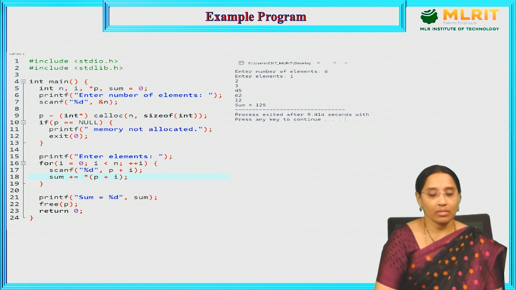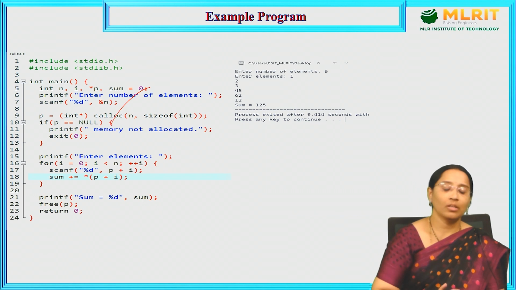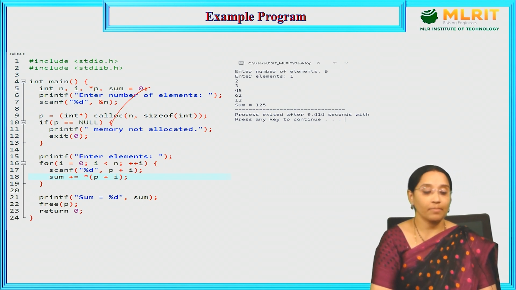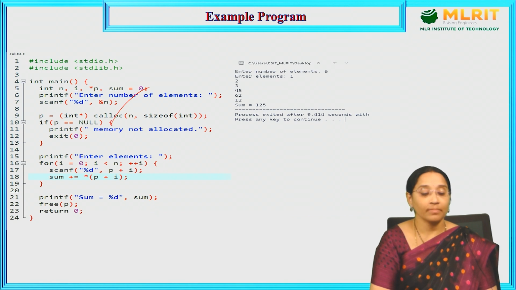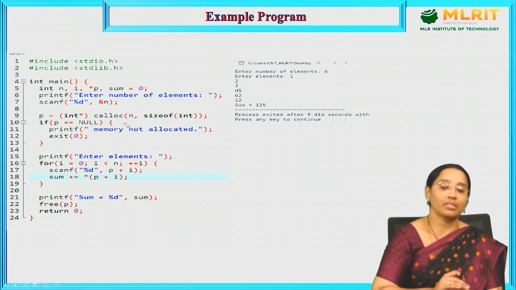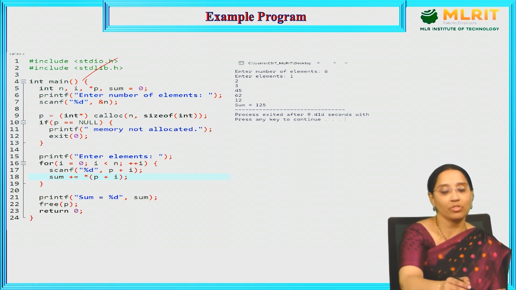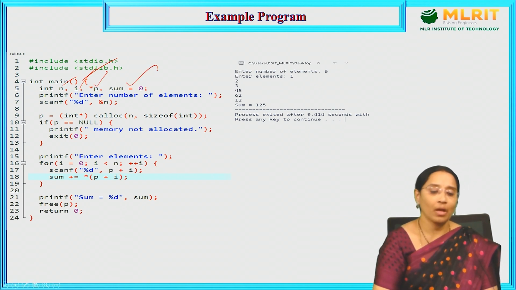This is one more example, to print the sum of the array elements. Same here, we have used the calloc function to allocate the memory dynamically in the heap section. We have included two header files: stdio.h because we have used printf and scanf, and stdlib.h because we have used the calloc function, which exists in the stdlib.h header file. In main, int n, i, and a pointer variable are declared. Sum is initialized to 0.